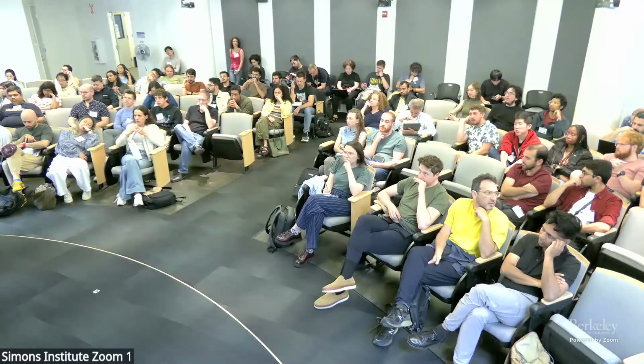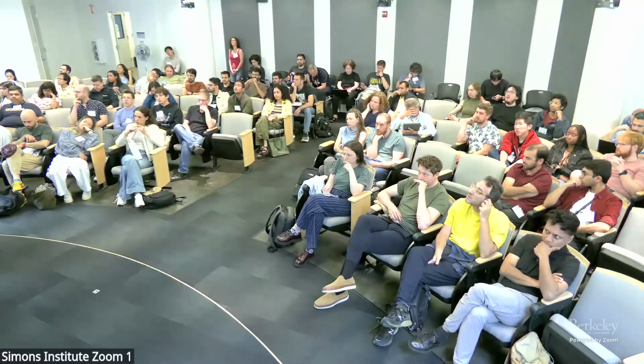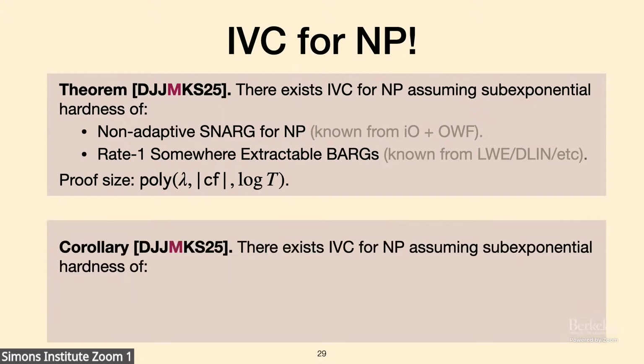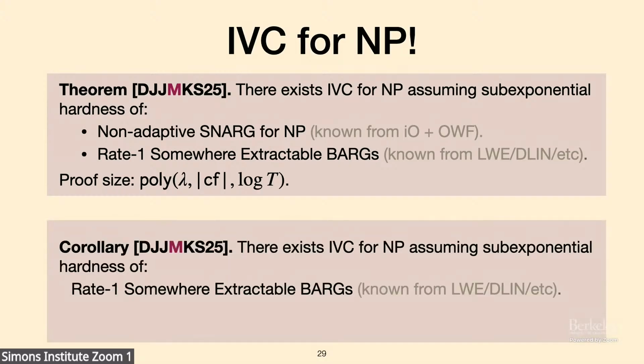Okay, so to say it again, we now have IVC for NP from sub-exponential hardness of IO and one-way functions, and either LWE, DLIN. I can't remember what other assumptions, but a lot of standard assumptions. But as we said a couple of times before, if you use a trivial SNARK, it just means you pay for W at the base layer. You can get a proof size that is poly in the witness, the configuration, and log T. And now you actually get a corollary that doesn't use obfuscation.